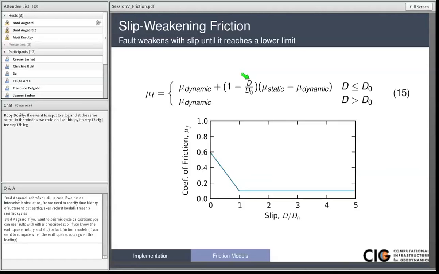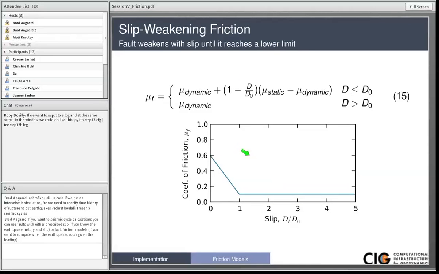And so in most cases, if I draw in here, in a dynamic simulation, I'm going to start out here at my static coefficient of friction, and then I'm going to have time steps as I go down and follow this, and resolve this weakening over multiple time steps. I'm going to come out here, and I'm going to stay down here over multiple time steps. And then eventually, my fault's going to stop sliding. And it's at that point that I would then want to reset back to my static coefficient of friction.